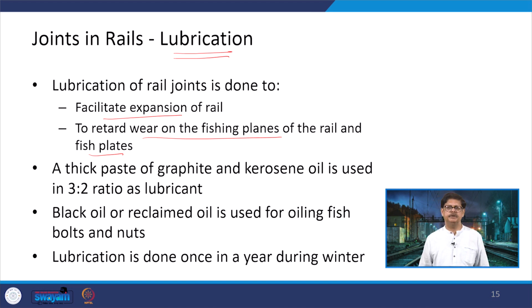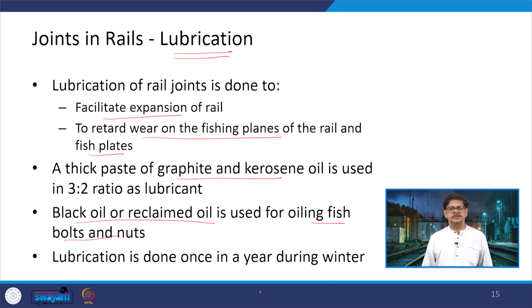Now, what type of lubrication can be done? It is a thick paste of graphite and kerosene oil, used in a ratio of 3:2, and then that is placed. There is also a possibility of using black oil or reclaimed oil, and this is used for oiling the fish bolts and the nuts.